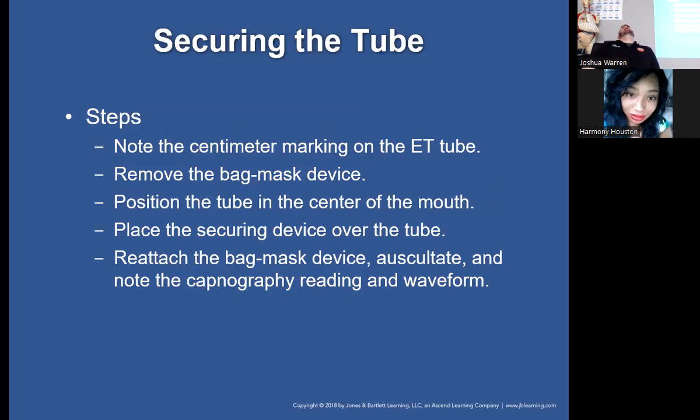Now let's talk about tube depth. How deep should you go? I know it's an appalling question to ask you, right? You should go as far as I can, of course. You should go to the what?